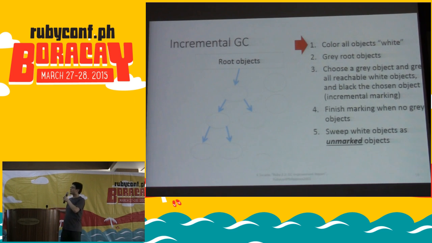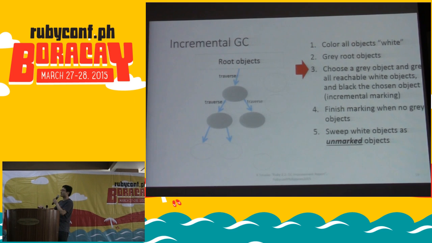So there are several objects. At first, we color every object white and color the root object gray. The root object is only this one, so we color this object gray. After that, choose one gray object, this one, and gray the referring objects. So this object refers to these two objects.